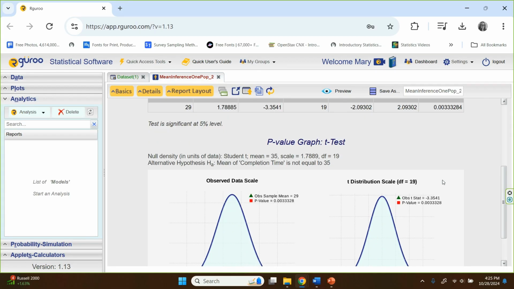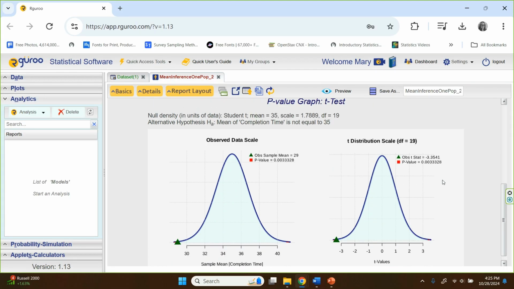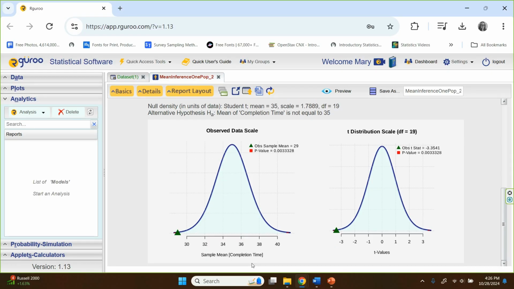So let's go down and look at this. You can see here, in terms of minutes on the left, there's my 29 minutes way to the left. Many standard errors away. As a matter of fact, it's 3.351 standard errors away. I know particularly how far away it is because the t statistic tells us that. So that's just a generic t statistic here, with the units being time. So we've got what we need to go back and make a decision.